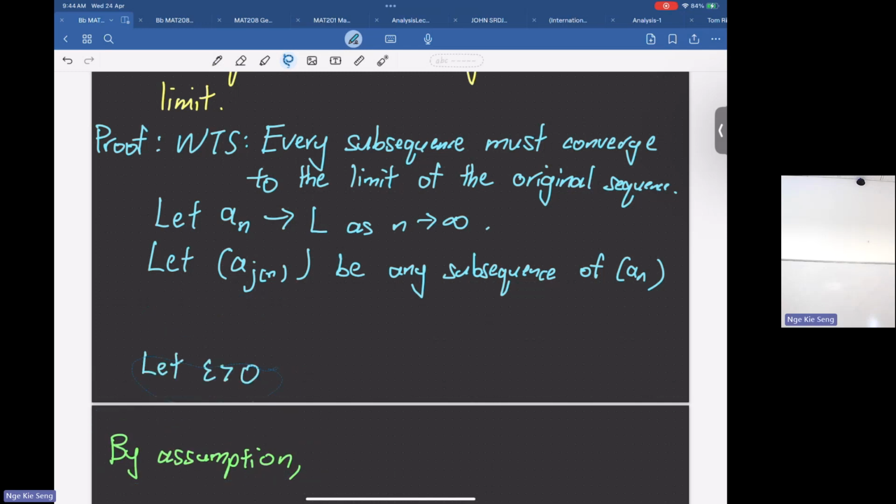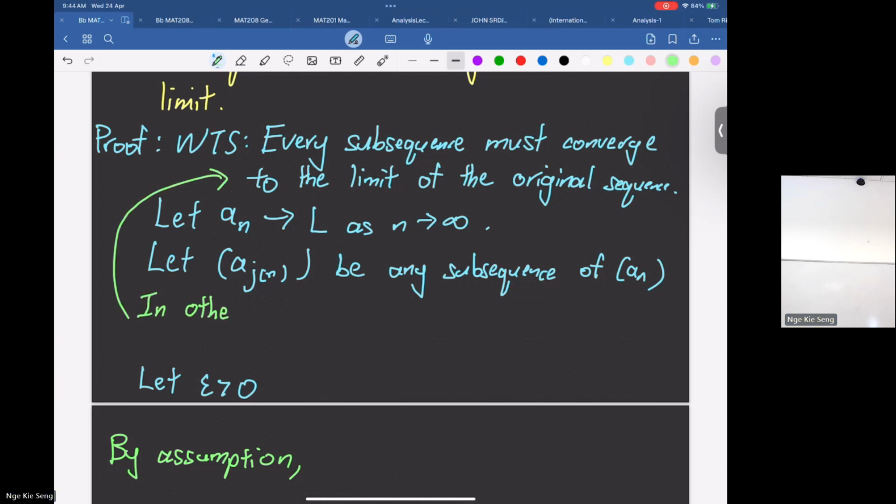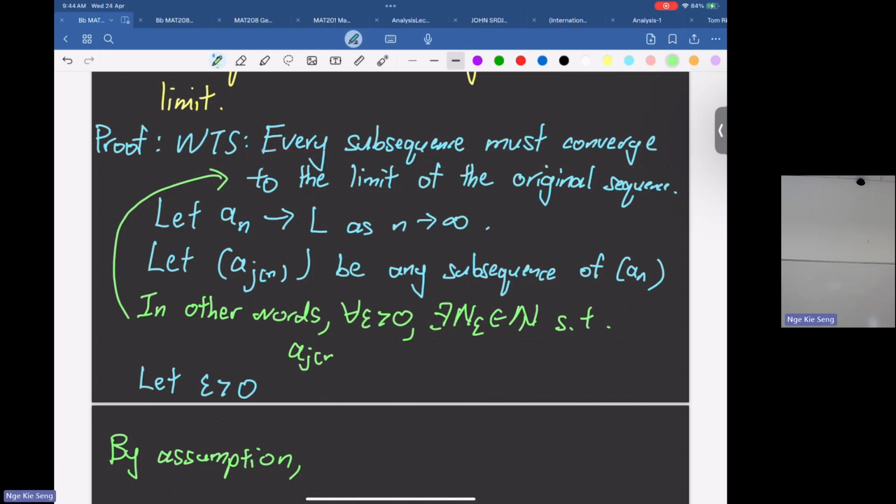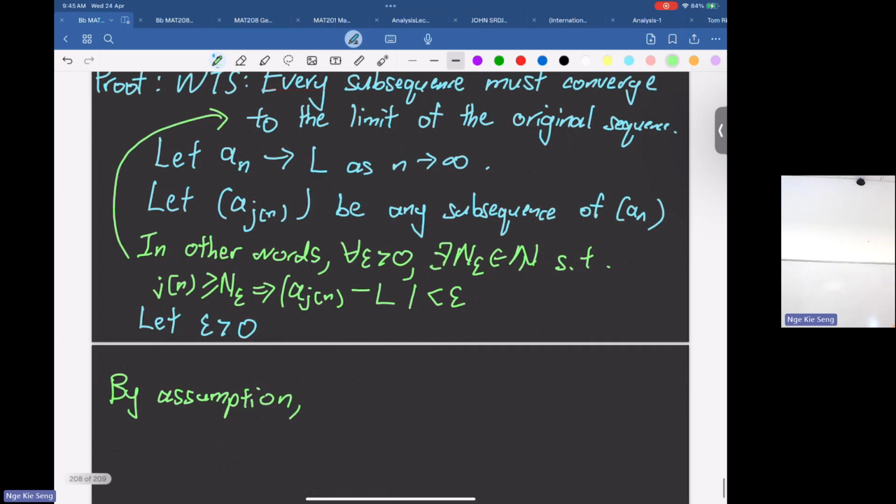Wait, let me move things down. So let me be precise here. In other words, whenever epsilon greater than 0, there exists an n epsilon in N such that for all the terms jn greater or equals to n epsilon implies the absolute value of a_jn minus L is less than epsilon. Okay, so this is what we want to show.